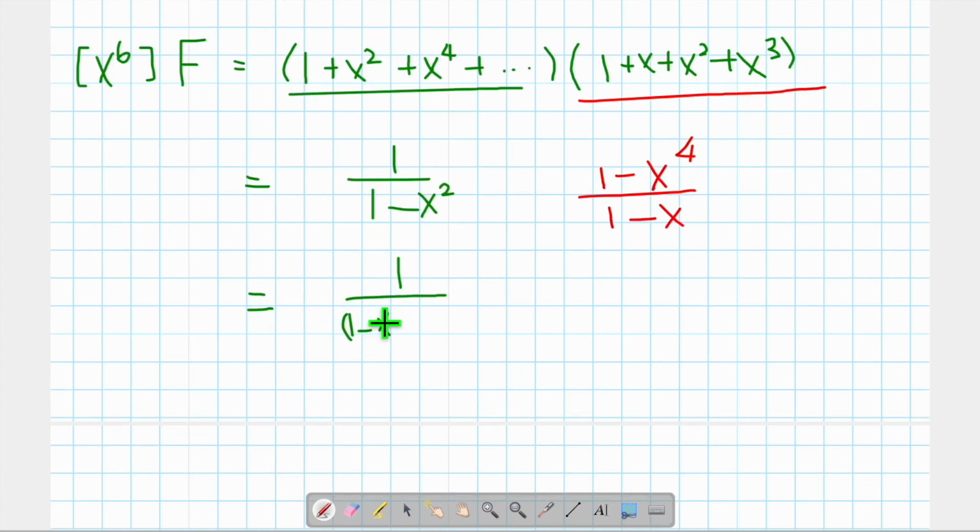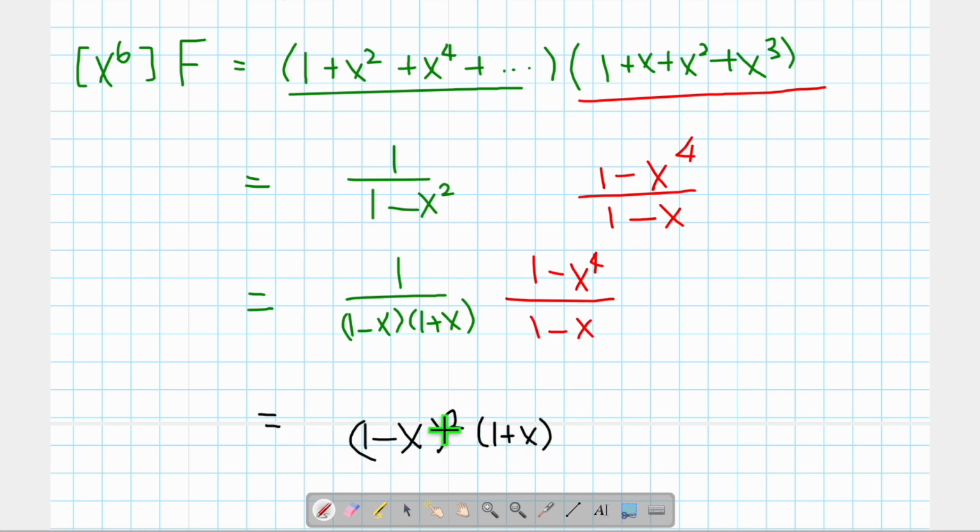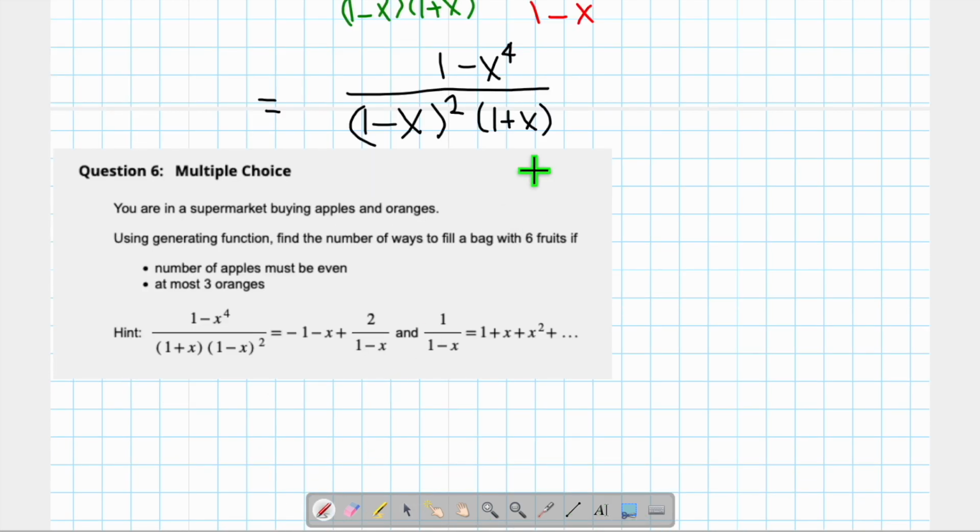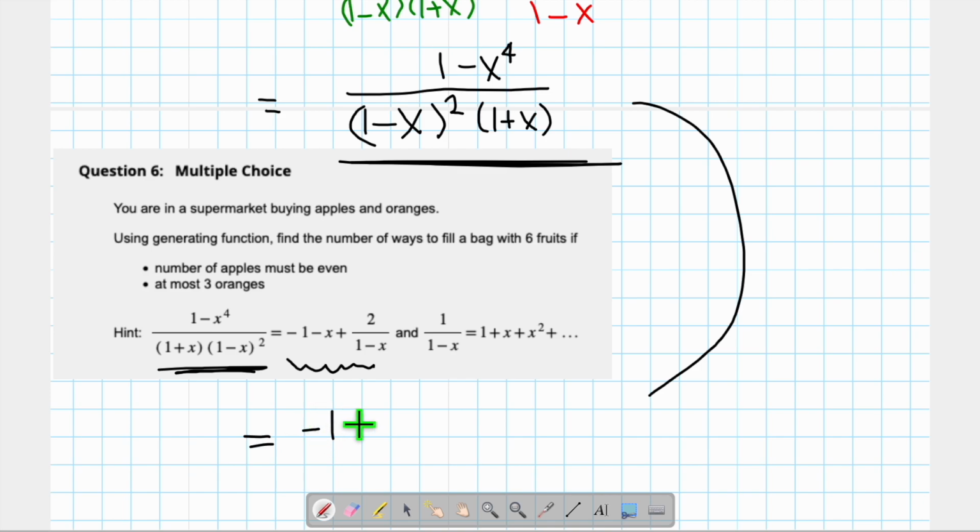This is (1 minus x)(1 plus x), right? And then we have this guy and this guy are both 1 minus x, so we have now this is given, so this whole thing is exactly this whole thing, and I give you this expression, so we can just use it to get minus 1 over (1 minus x) plus 2 divided by (1 minus x), which is this thing, so plus 2 of 1 plus x squared plus dot dot dot.